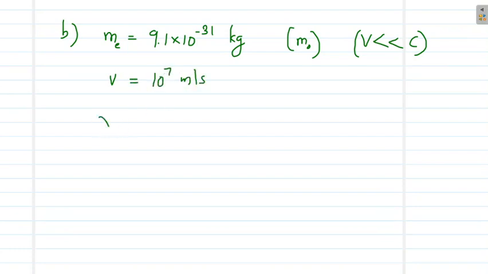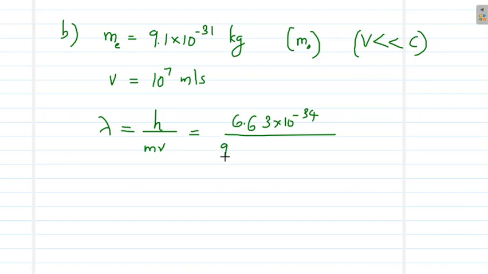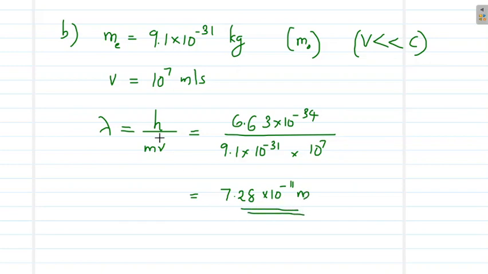So what will be the wavelength lambda? It is h by mv, which is equal to 6.63 into 10 raised to minus 34 divided by 9.1 into 10 raised to minus 31 into 10 raised to 7. So you can use a calculator and find this value to be equal to 7.28 into 10 raised to minus 11 meter. So this is the wavelength associated with an electron moving with 10 raised to 7 meter per second velocity.